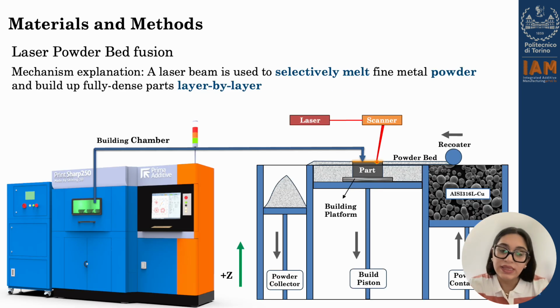After mixing, the powder mixture was processed through laser powder bed fusion technology using the Print Sharp 215 machine supplied by Prima Additive. In this process, the powder mixture is placed in the powder container. Then by means of a recoater, a thin layer of powder is spread all over the building platform, and finally the laser selectively melts the layer according to the CAD file.